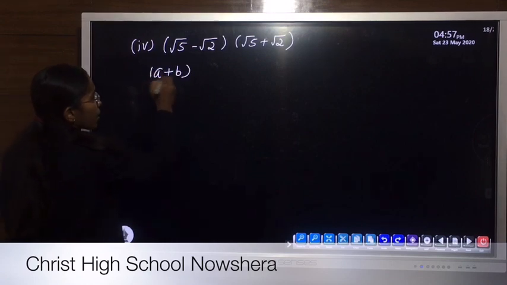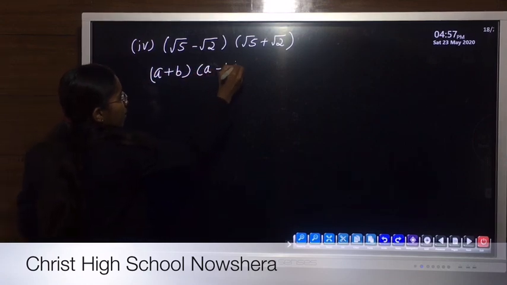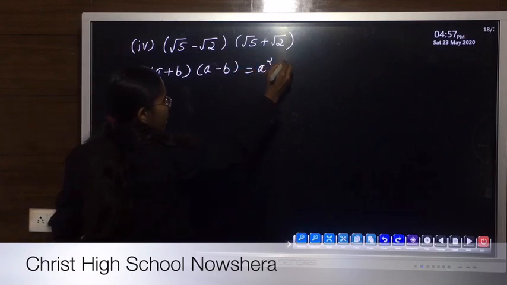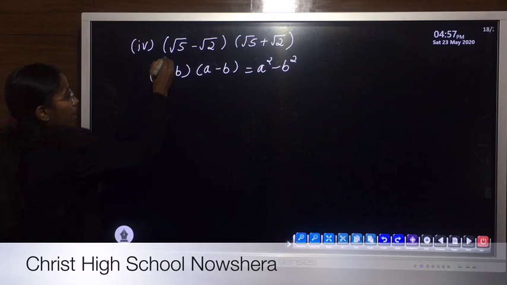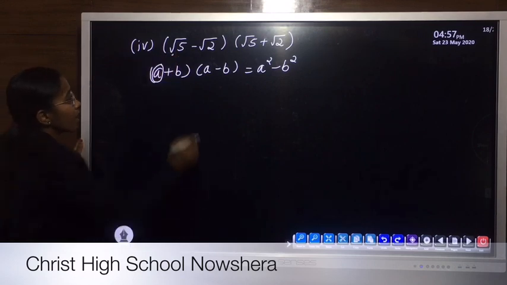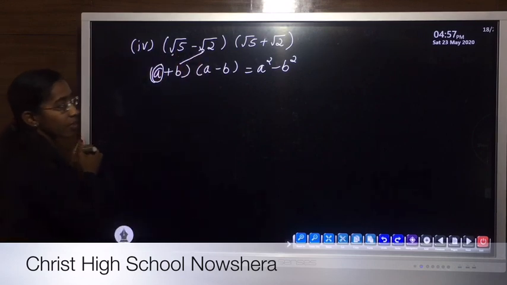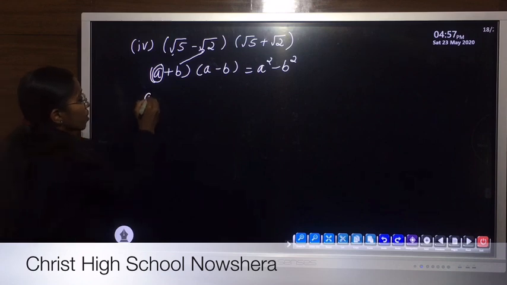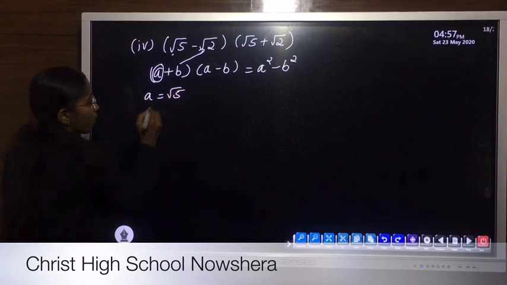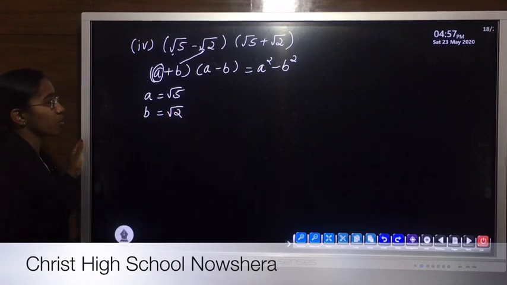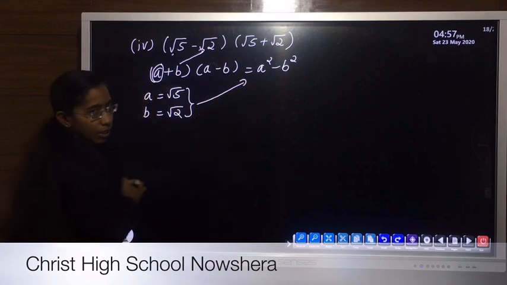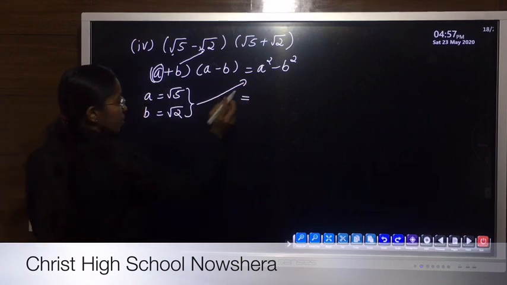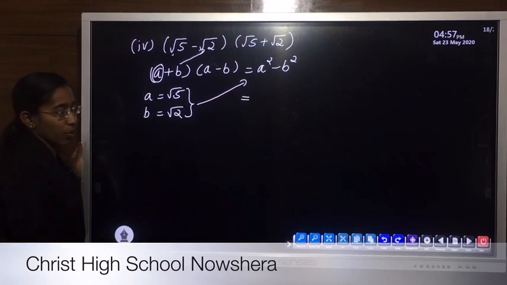What is a plus b into a minus b? A plus b into a minus b is a square minus b square. Here at the place of a, root 5. At the place of b, root 2. So here a is equal to root 5 and b is equal to root 2. Substitute these values in this equation. That is equal to a square minus b square.